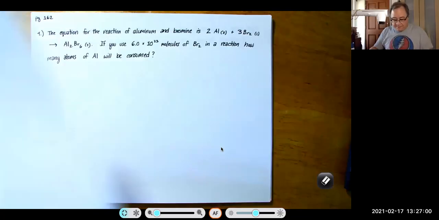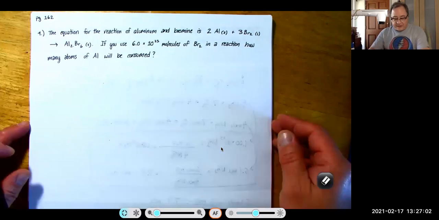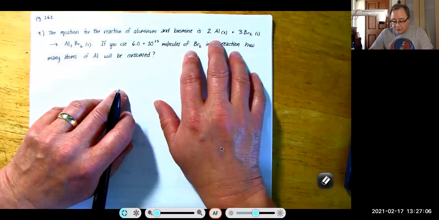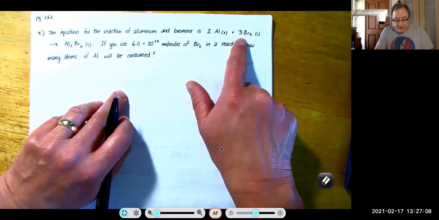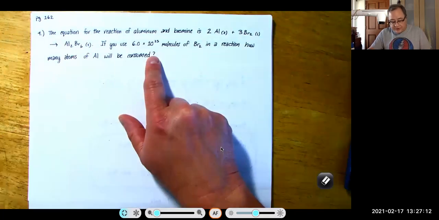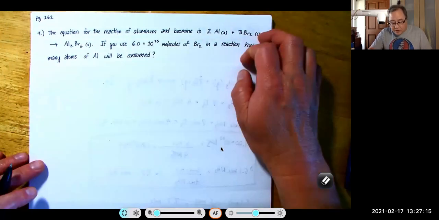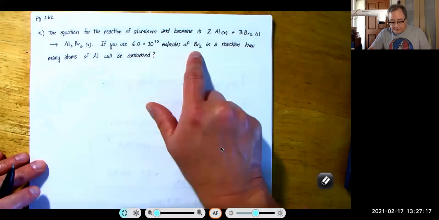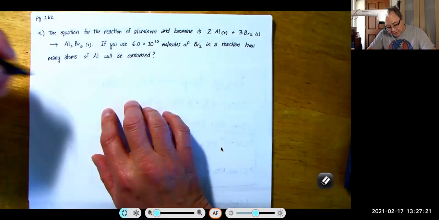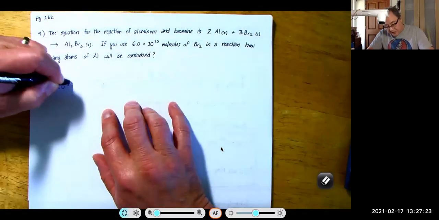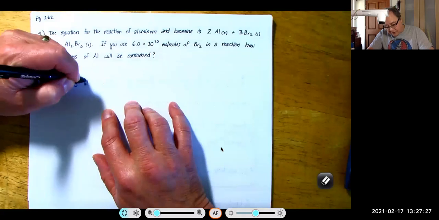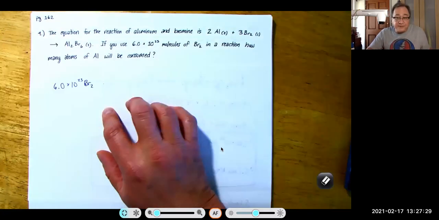So in this problem, we have the equation for the reaction of aluminum and bromine: 2 aluminum plus 3 bromine gives you Al2Br6. If you could use 6 times 10 to the 23 molecules of Br2, how many atoms of Al will be consumed? So we're going to start with 6.0 times 10 to the 23 molecules. And here I'm not going to write molecules of Br2, I'm just going to write Br2s.